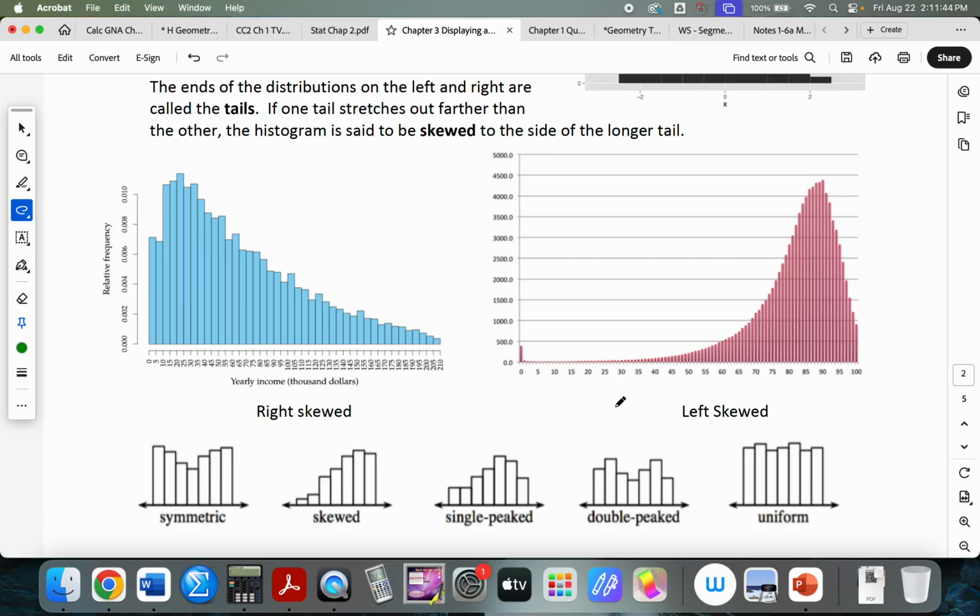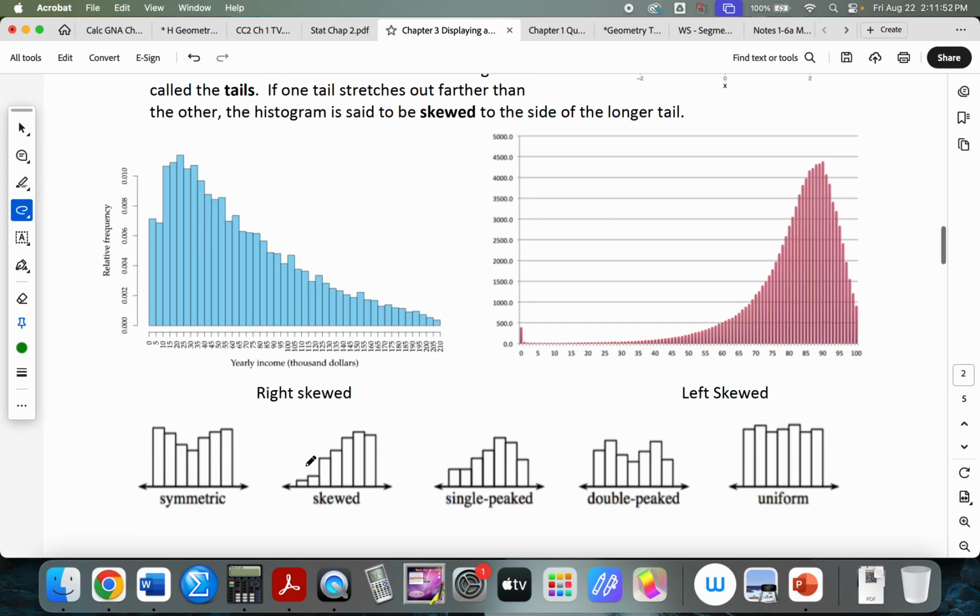So, again, this picture right out of the 7th grade book. This one is symmetric. I would also say it's somewhat bimodal, right? This is skewed, and I would say it's unimodal.